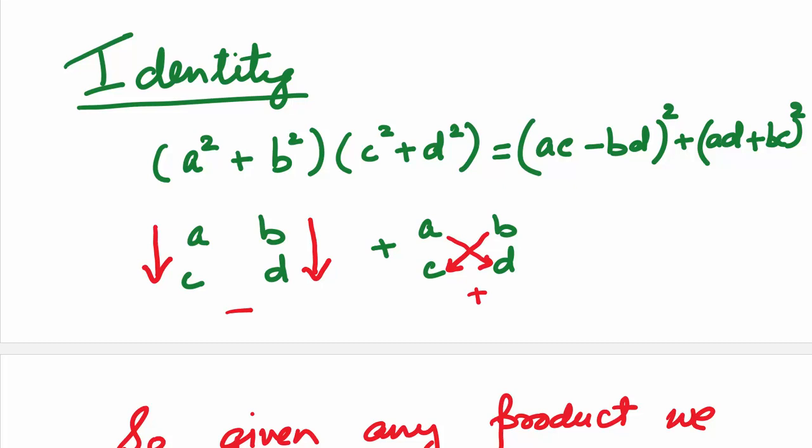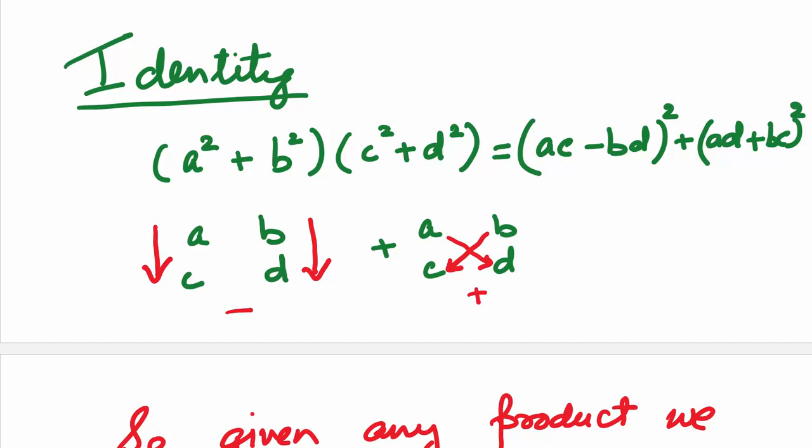For that, we use an identity which is also called the Brahmagupta-Fibonacci identity, or just the Fibonacci identity. Now, what is that? It is nothing but (a² + b²) multiplied by (c² + d²) is equal to (ac − bd)² + (ad + bc)².